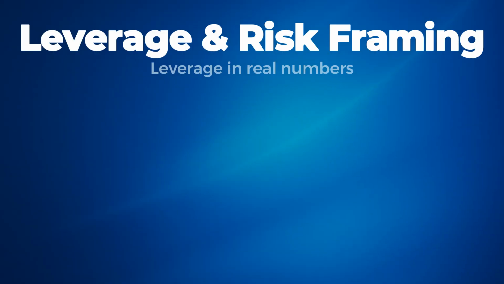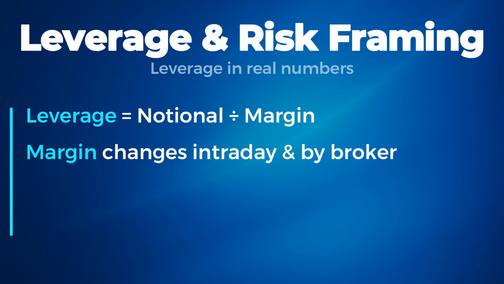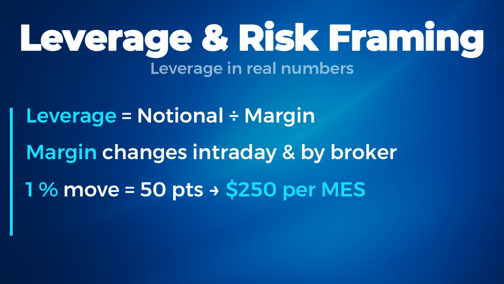Here's the leverage picture and where traders go wrong. Leverage is equal to notional divided by margin. Margin changes intraday and across brokers, so treat it as a moving variable. At an index of 5,000, one MES controls $25,000 of notional value. A 1% index move, 50 points, equals about $250 per contract. Against $250 in margin, that's a 100% swing on margin.